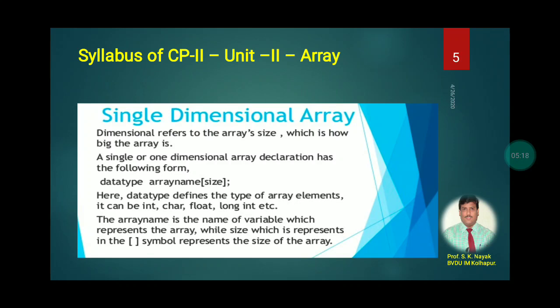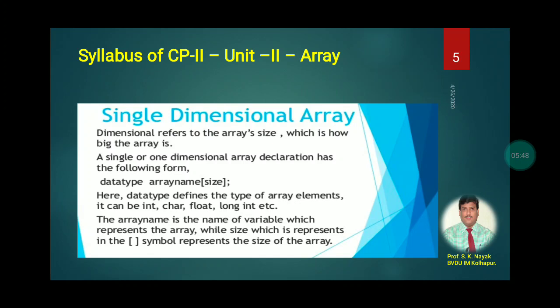So now when we are declaring, we have to declare the type first. It may be an integer type, character type, float type, or long integer. When we are declaring the array, we have to use primitive data types. As we have discussed already in previous lectures, data structures can be divided into primitives and non-primitives.